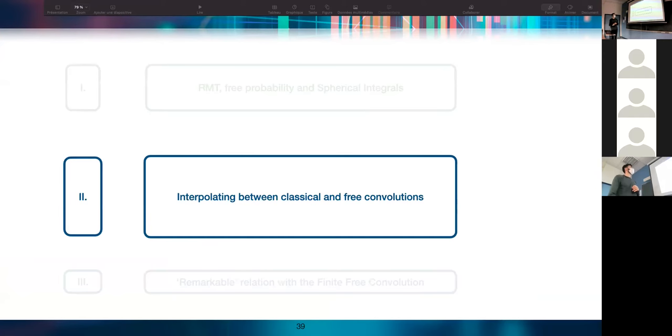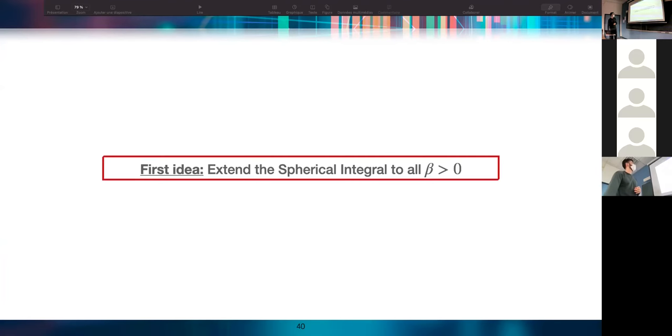That's the result I needed. And now I can try to build my interpolation between the two convolutions. But for this, I first need to extend the spherical integral to all values of beta. So there, I can give you the results directly, but maybe it's worth mentioning some intuitions on how to build these results.